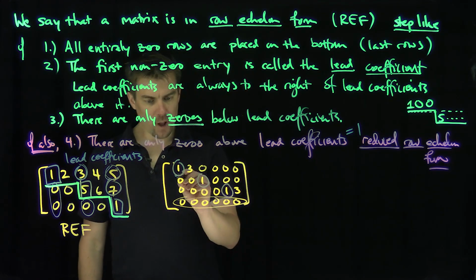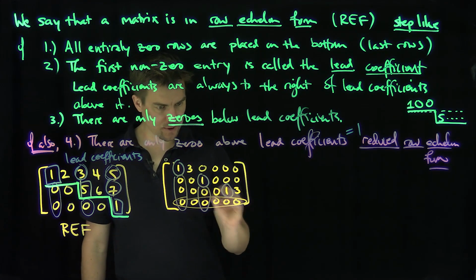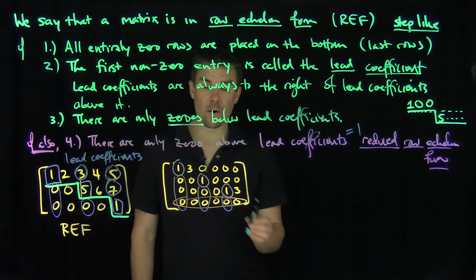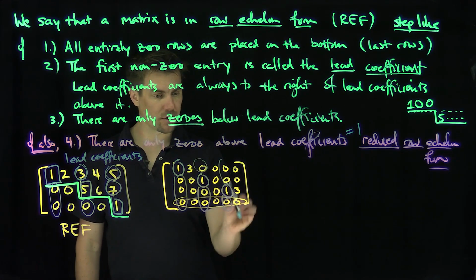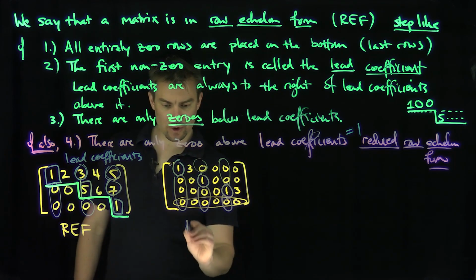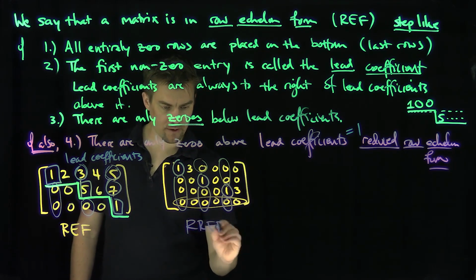Great. Now below the lead coefficients are all zeros. That's great. And now above the lead coefficients are what? Above the lead coefficients are all zeros. So this is a reduced row echelon form over here.